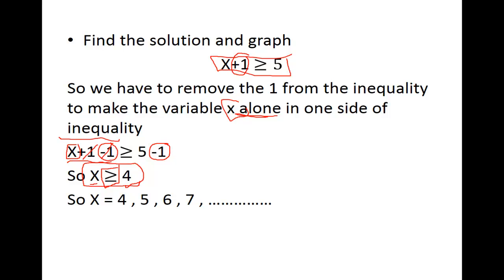So are we going to take 4 as a solution or not? We have an equal sign, so we're going to take 4 as a solution also. So 4, 5, 6, 7, and all the numbers after 7, 8, 9, 10, 11, 12, and so on. So x is more than or equal to 4. So x equals 4, 5, 6, 7, and so on. All the numbers after this number are correct.